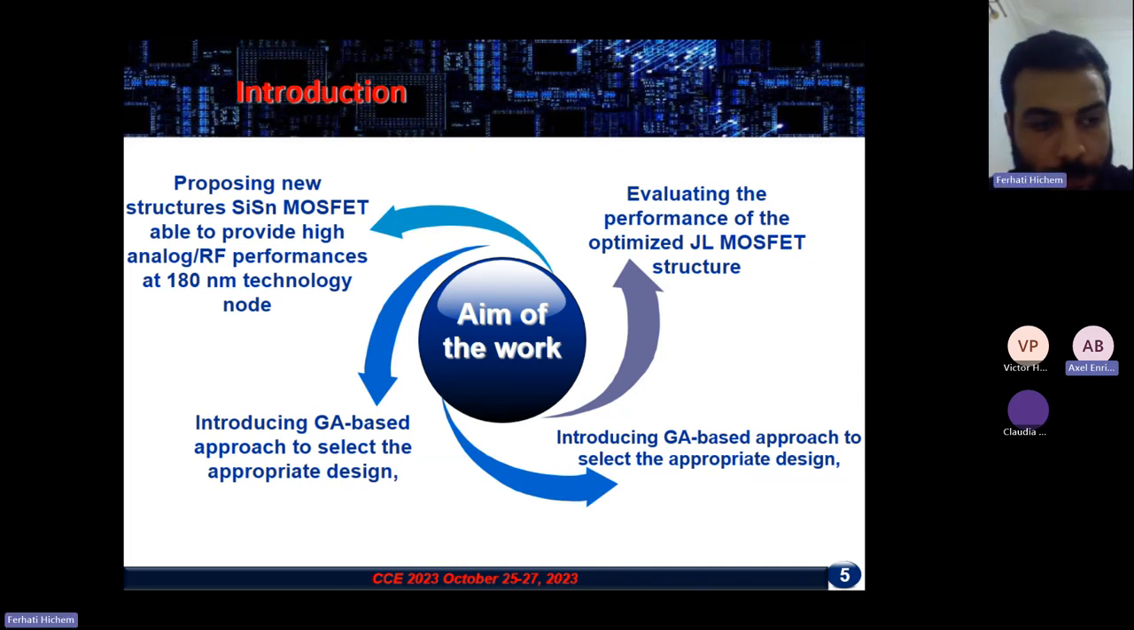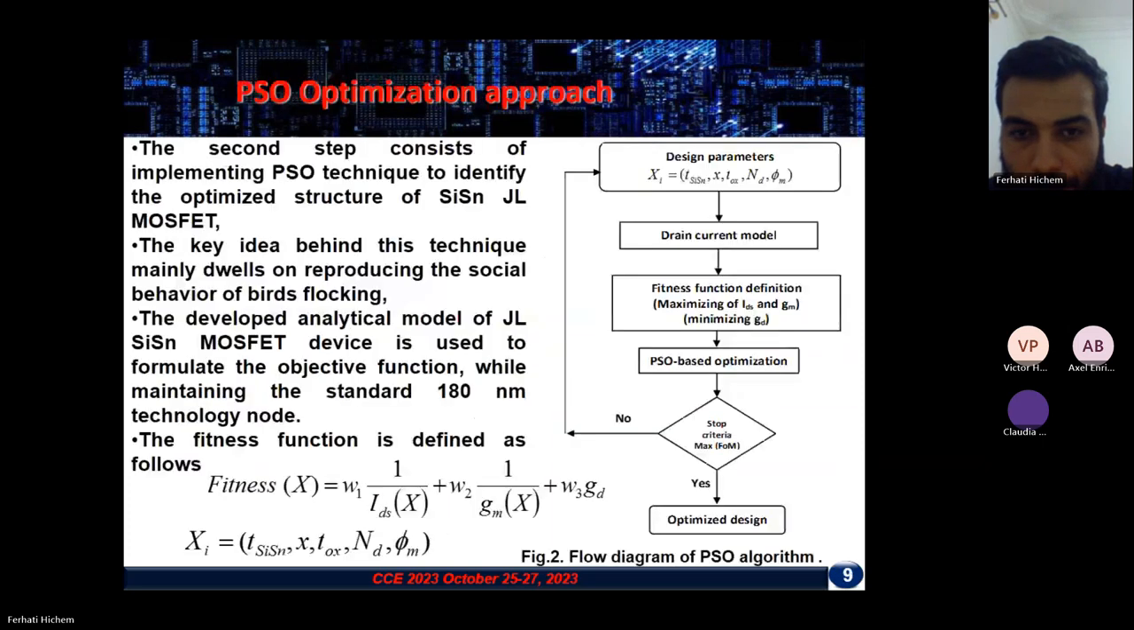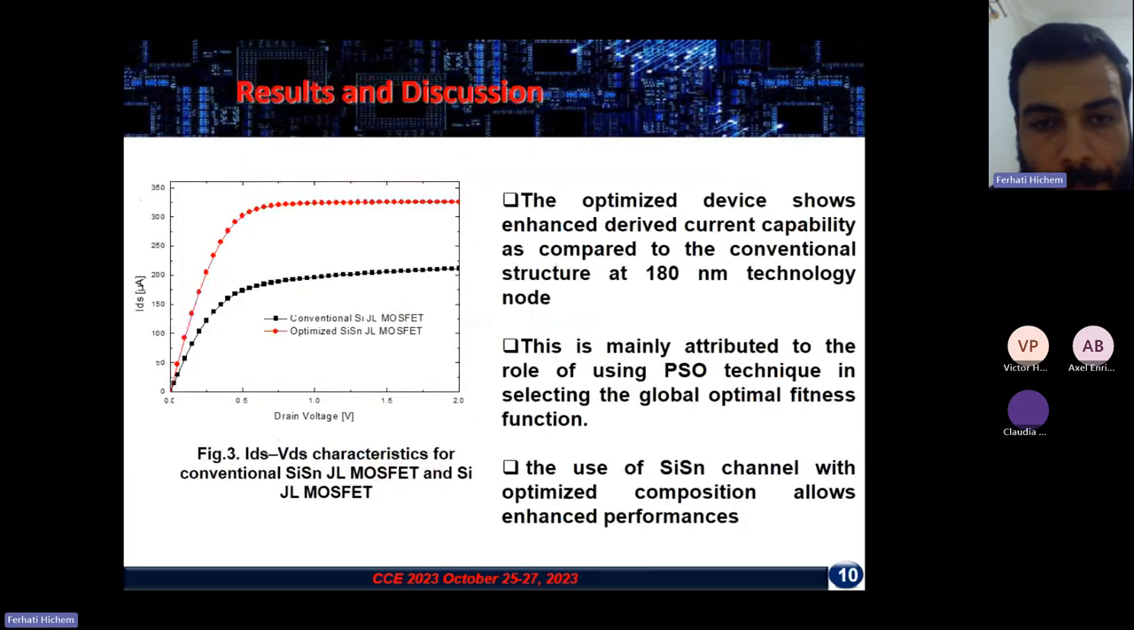Another question. Can you go to slide 10, please? Here you are presenting the difference between the optimized device and the conventional. But I didn't get which was the difference technologically. Yes, thank you.